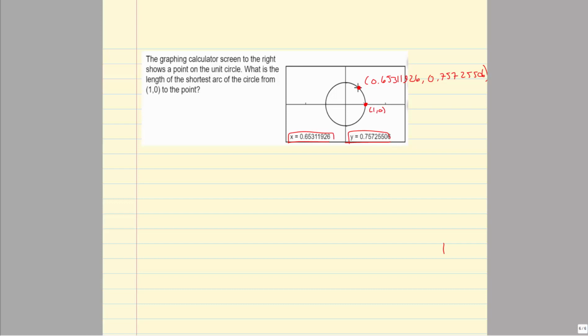So here's the point 1, 0. They want to know the length of the shortest arc. That means they don't want you to go 3 or 4 times around the unit circle. They want to go the shortest, so that would be this length right here. So if we want to know an arc length, remember arc length is equal to s. S equals r theta. Theta has to be in radians. So I want to find s, and in order to find s, I think I need to know r and theta then. So here would be my value for r, and here would be my value for theta. So we need to figure out how we can find those. Well, let's kind of blow up this quadrant a little bit and see what we have going on there.